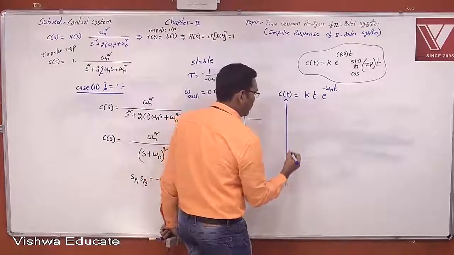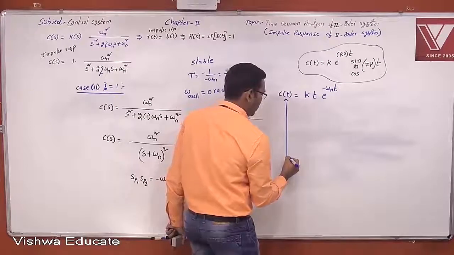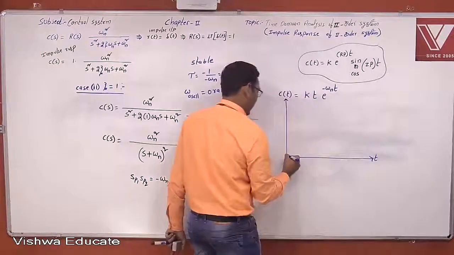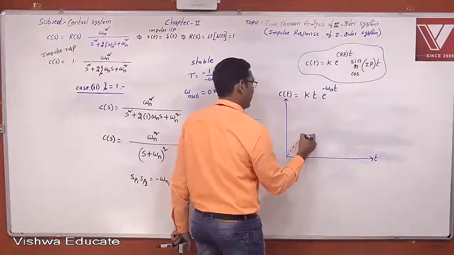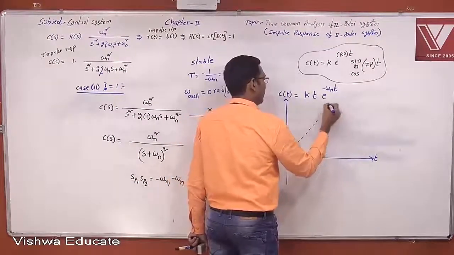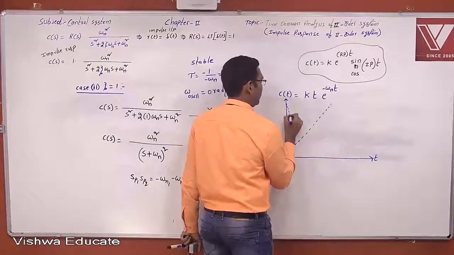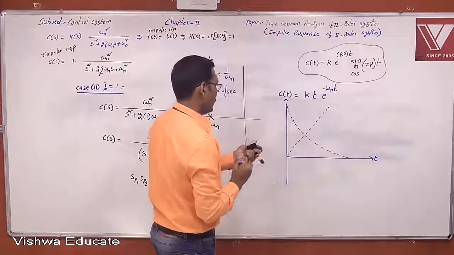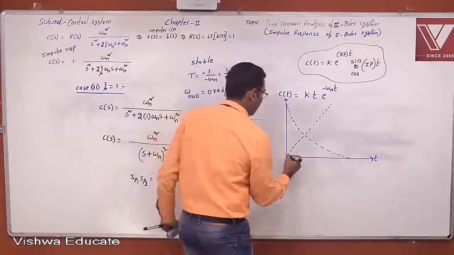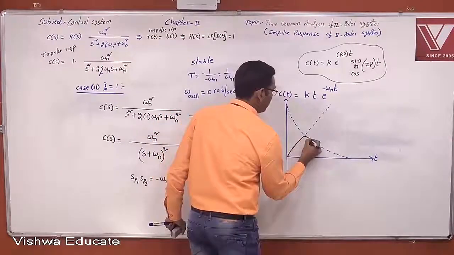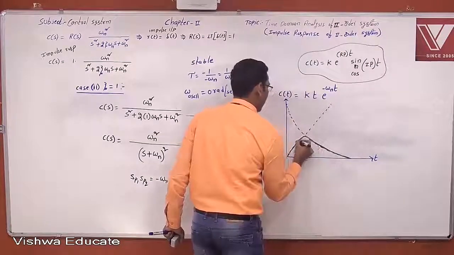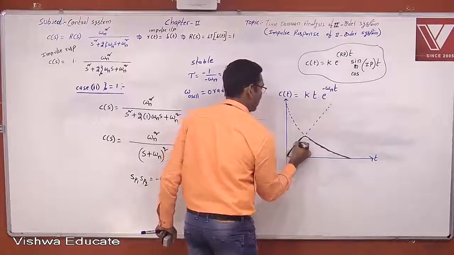Now you know how to draw the response of an exponentially decaying and a linearly varying signal. One is a ramp, linearly varying, and another one is exponentially decaying. This is linearly varying and this is exponential decay. Multiplication is nothing but the common area, common limits, common boundaries.